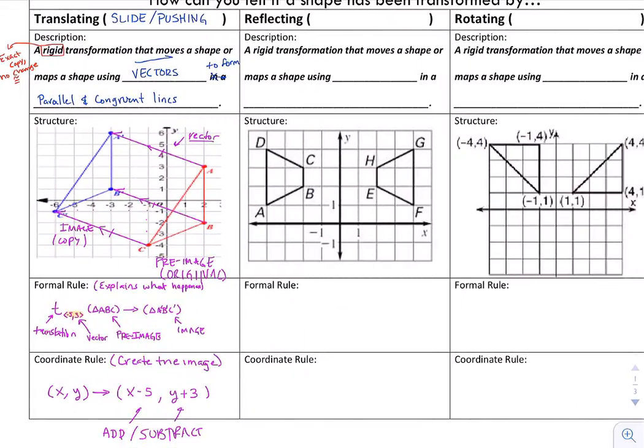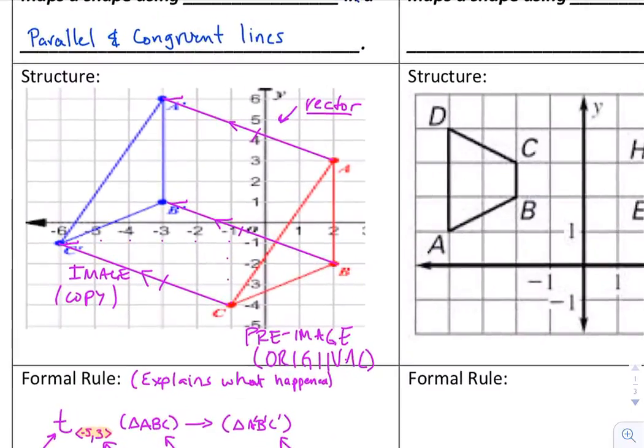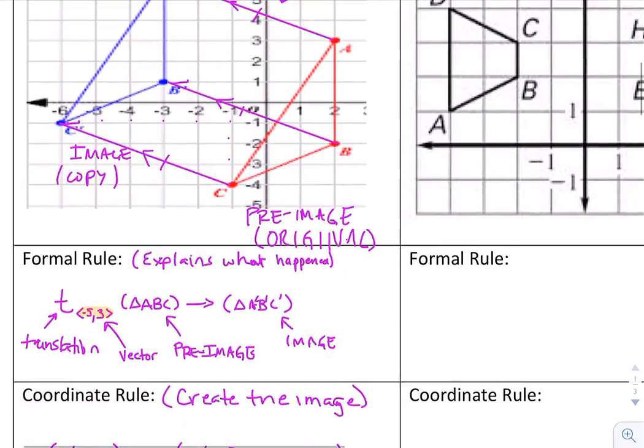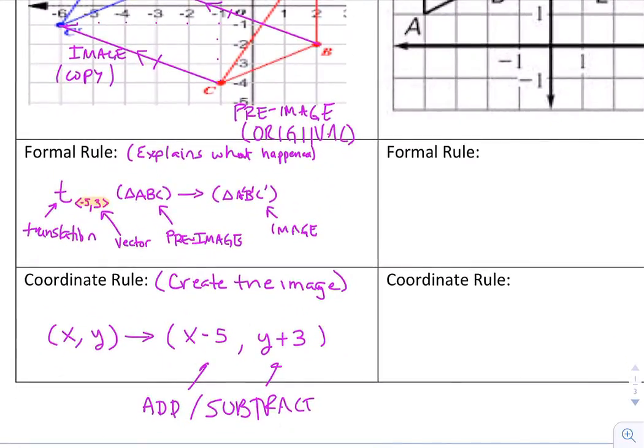So in quick summary, if we're going to make an exact copy, no changes, a rigid transformation, we got to use vectors, and those vectors form parallel and congruent lines between the pre-image and the image, which is what you're seeing here. These purple lines are the vectors. The formal rule explains what happened. The form of the formal rule is using a little t for translation, marking down the vector right next to it because that's really important information, and then saying we have to start at ABC and then go to A prime, B prime, C prime. You can also use a coordinate rule to do it. And if you notice, the back 5, the x minus 5 is here, just like it was in the first place in the vector, and the y plus 3 is also there, same place as the vector.